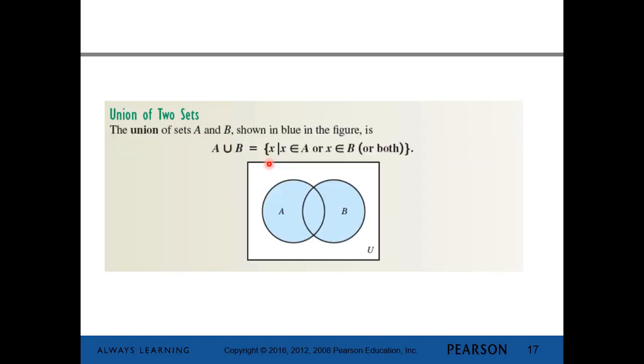Now the union of two sets. The union of two sets is where we're going to pool all of the elements together, and we get rid of duplicates. Okay? So basically, if we want to take the union of two sets, we're going to put them both together. We're going to make a union of them, right?